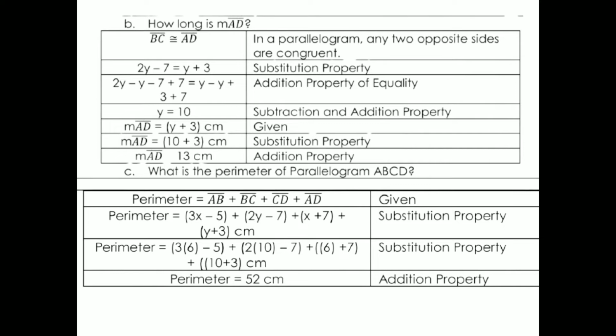So through this process, we have substitution property. Yung original na given natin is 3x minus 5 plus 2y minus 7 plus x plus 7 plus y plus 3 cm. So through substitution property, magiging siyang 3 times 6 minus 5, 2 times 10 minus 7, 6 plus 7, and 10 plus 3 cm. So in total, siya is 52 cm. We just have to add all the lengths of the sides to get the perimeter of a parallelogram.